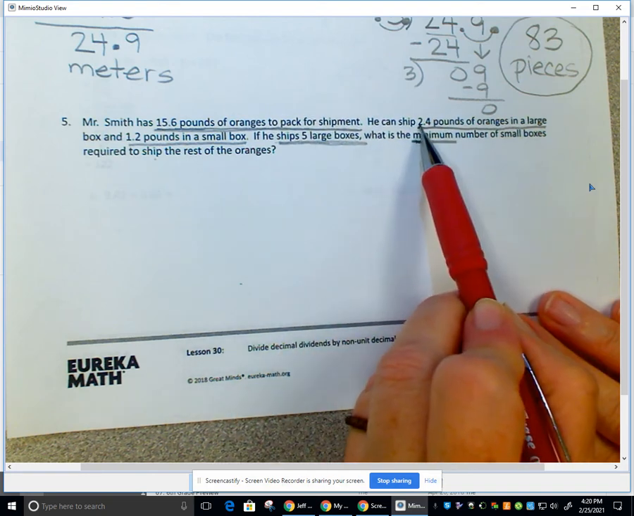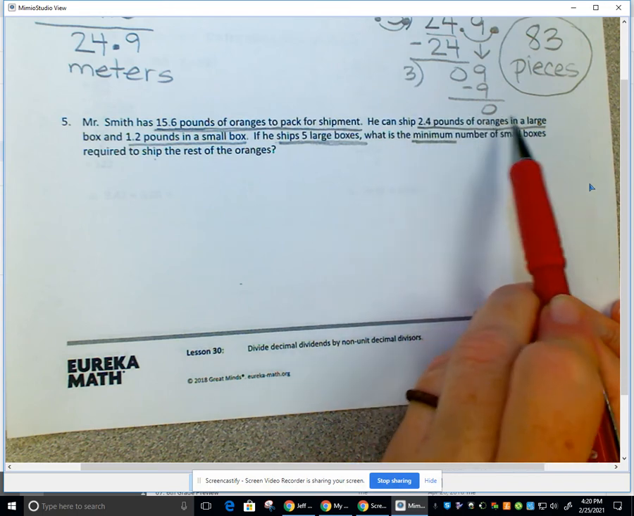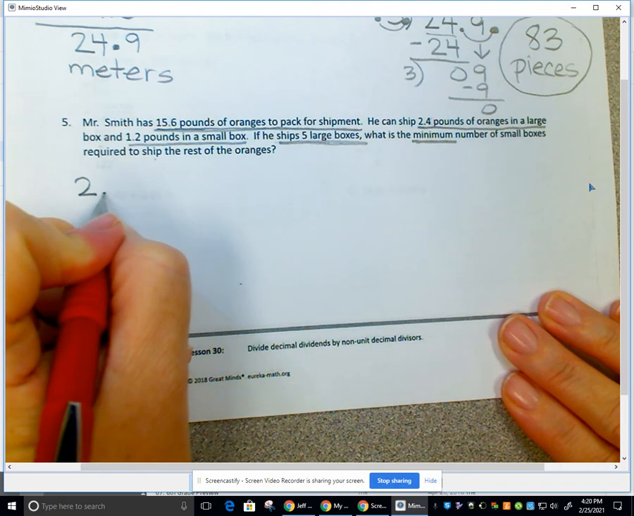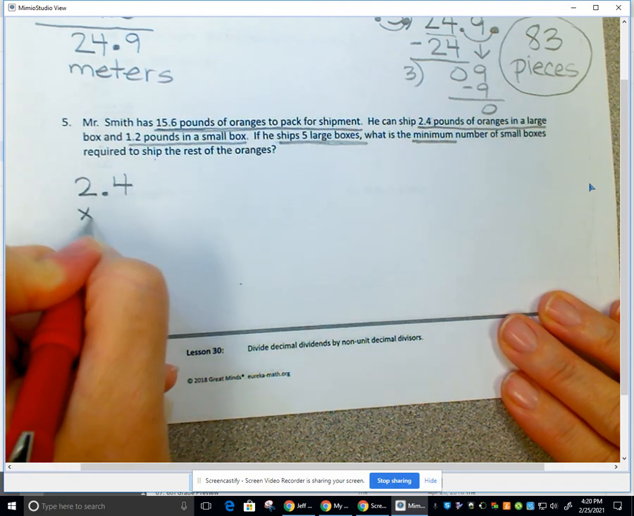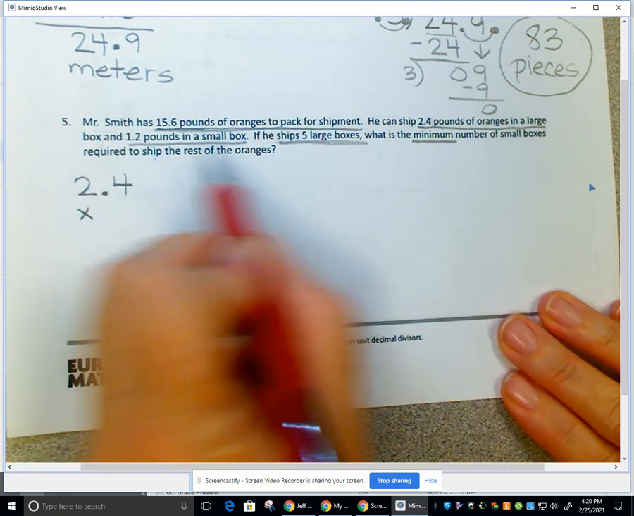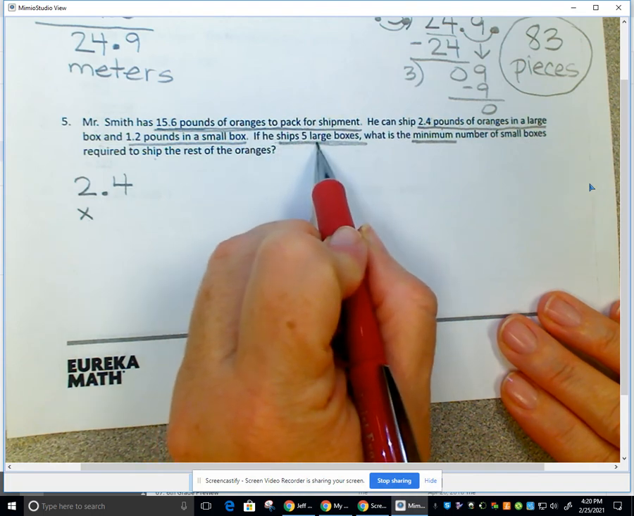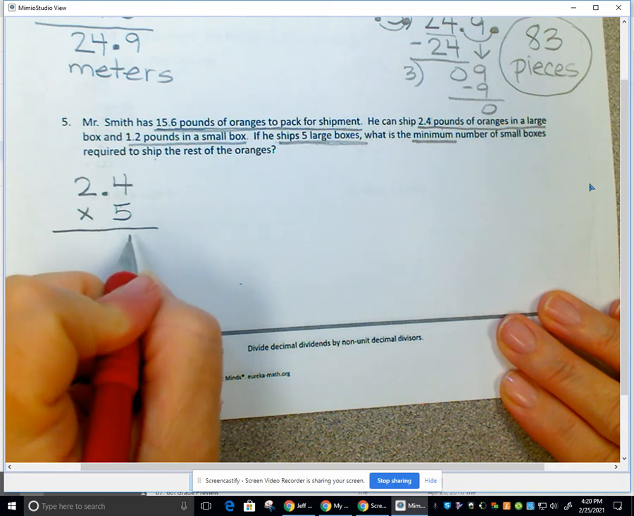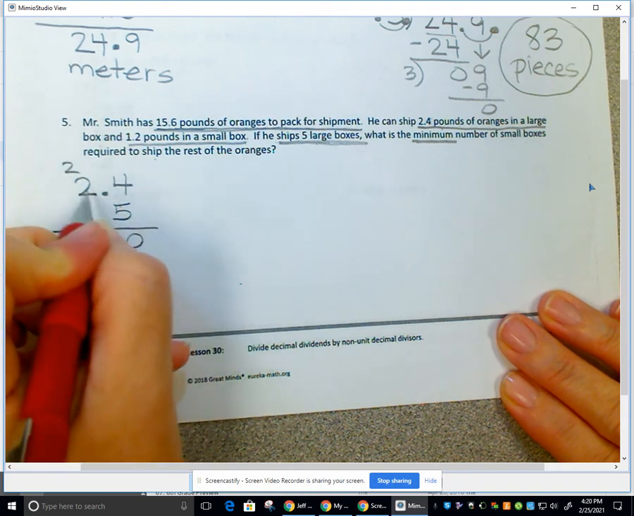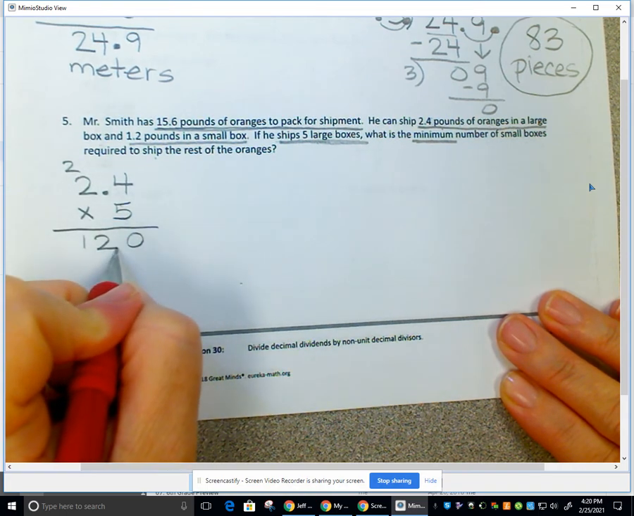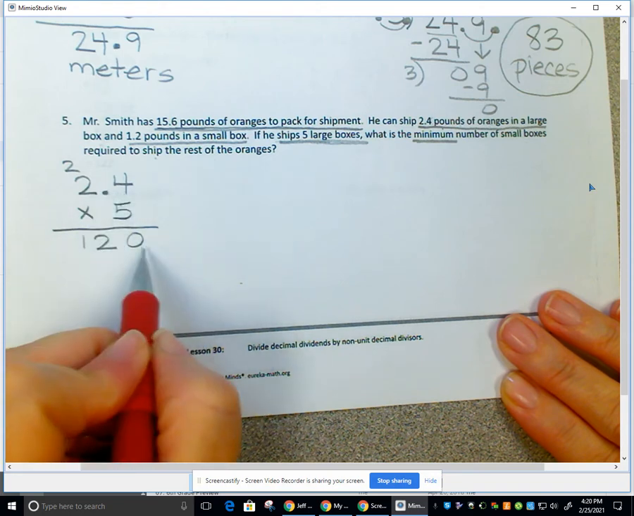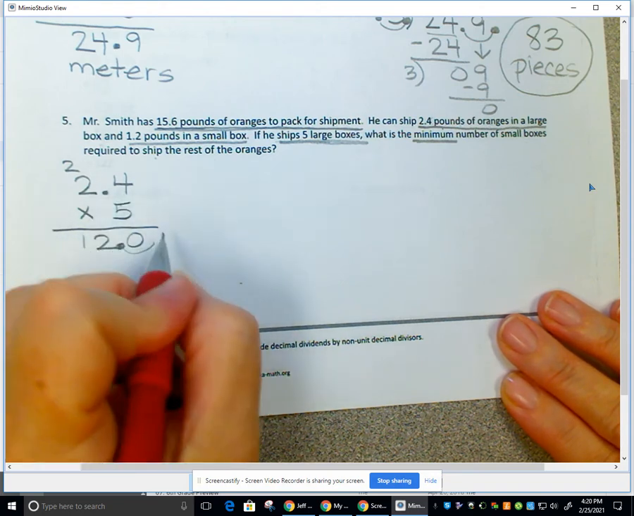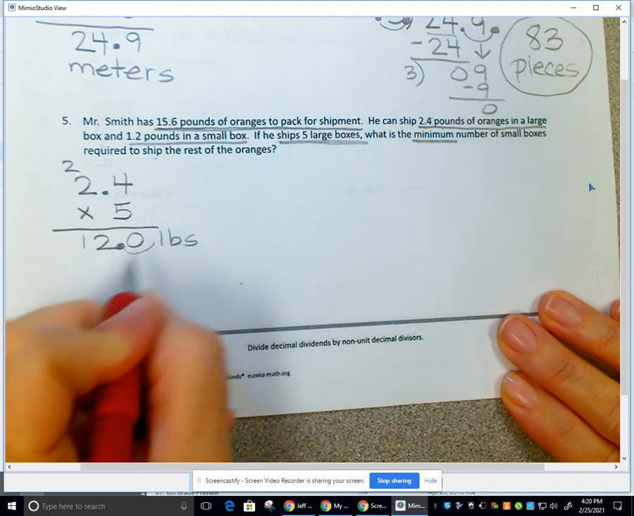Now it says he can ship 2 4/10 pounds of oranges in one large box. So let's take 2 4/10 and multiply that, because that's in one box. They want to know how many he can ship in 5. Let's see. 4 times 5, that's 20. 10, 11, 12. All right, and since I've got a decimal here, I'll move over one number. So he can ship 12 pounds.